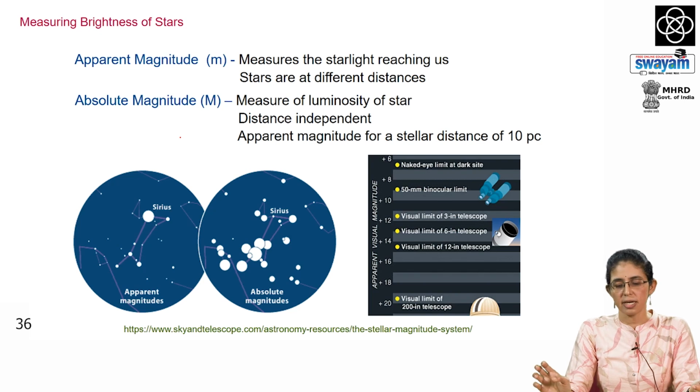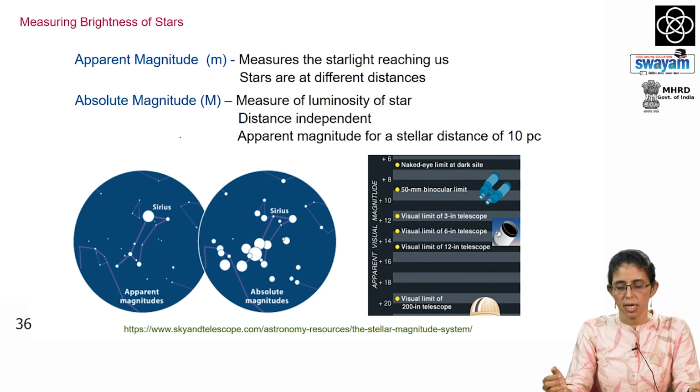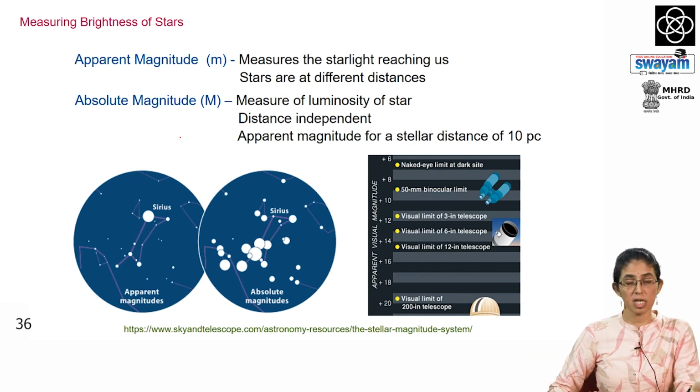On the right hand side, a table is shown showing the sensitivity limit, that is how faint different optical aids or devices can go. For example, with a binocular we can see stars up till plus 9 magnitudes. With the naked eye, as I already mentioned, it is plus 6 magnitude, and for a 200-inch telescope one can actually go up till plus 20 magnitudes, that is very faint.